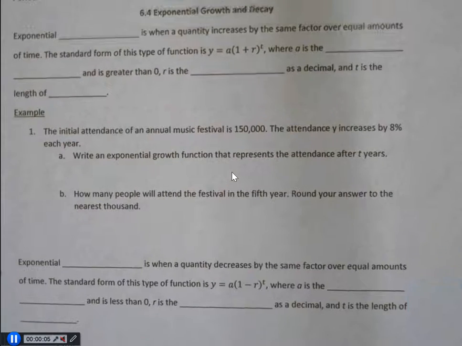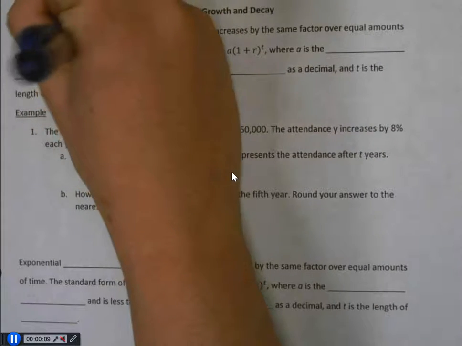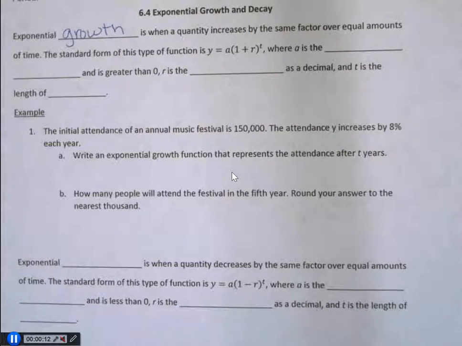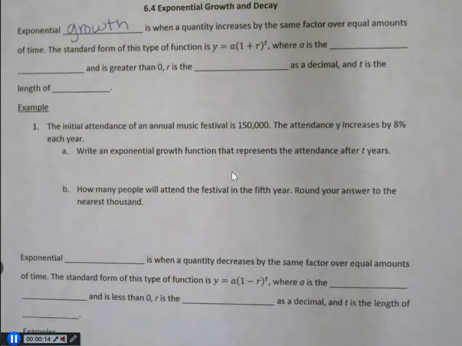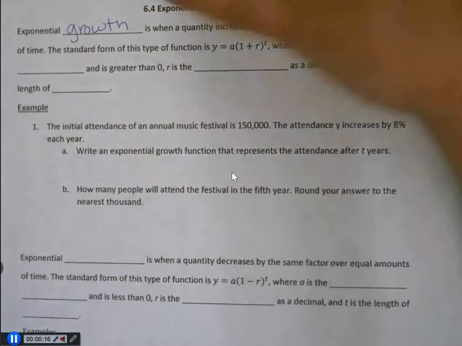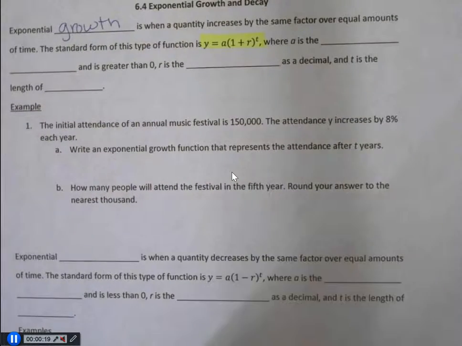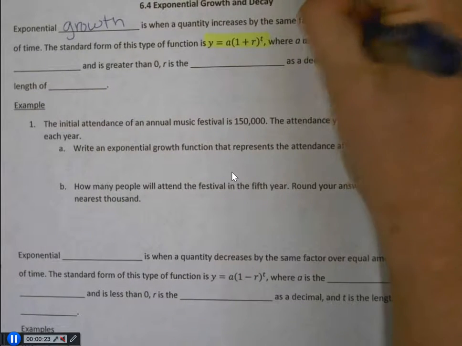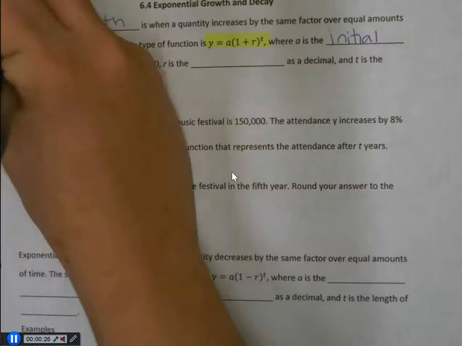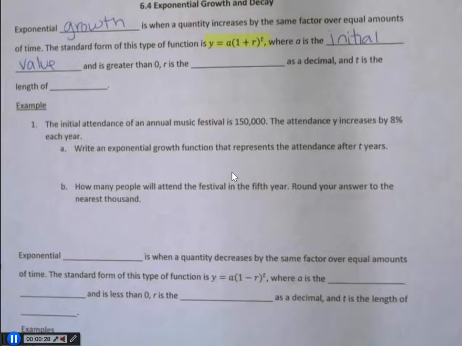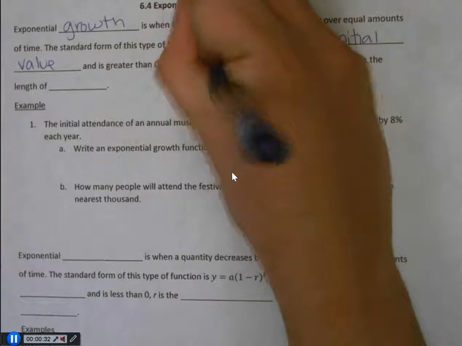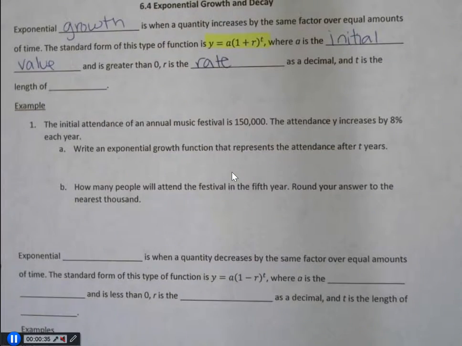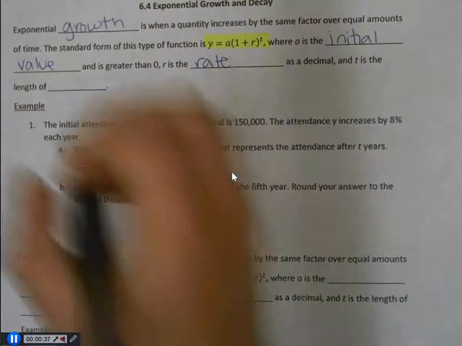So we're moving on to exponential growth and decay. Exponential growth is when it increases by the same factor over and over again. And the standard form is this equation right here. A is the initial value. And R is the rate as a decimal. And T is the length of time.